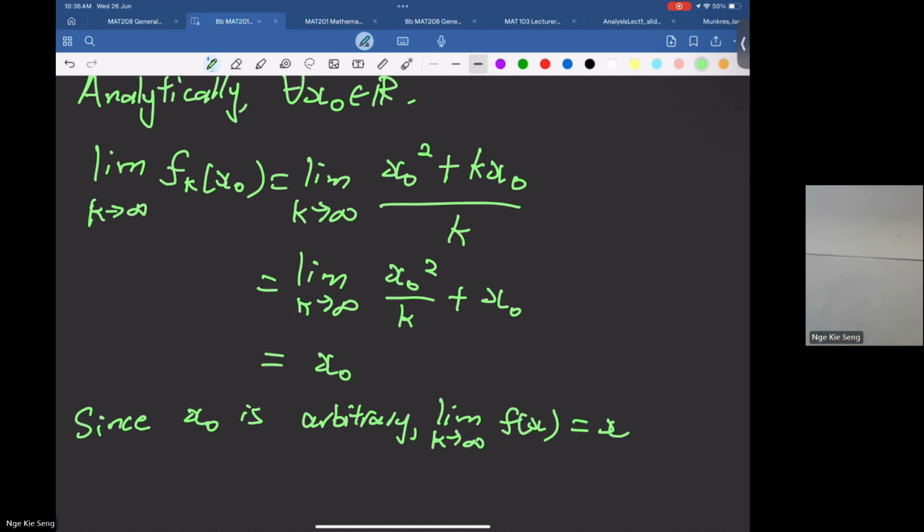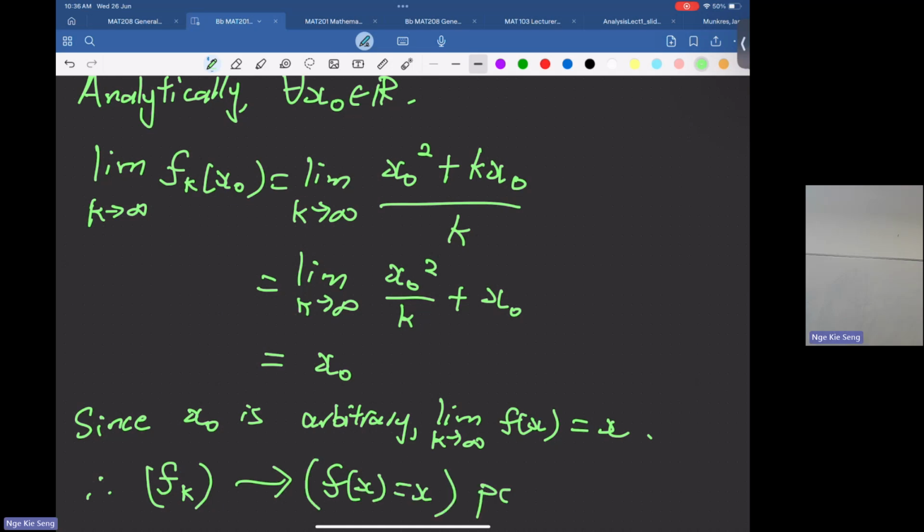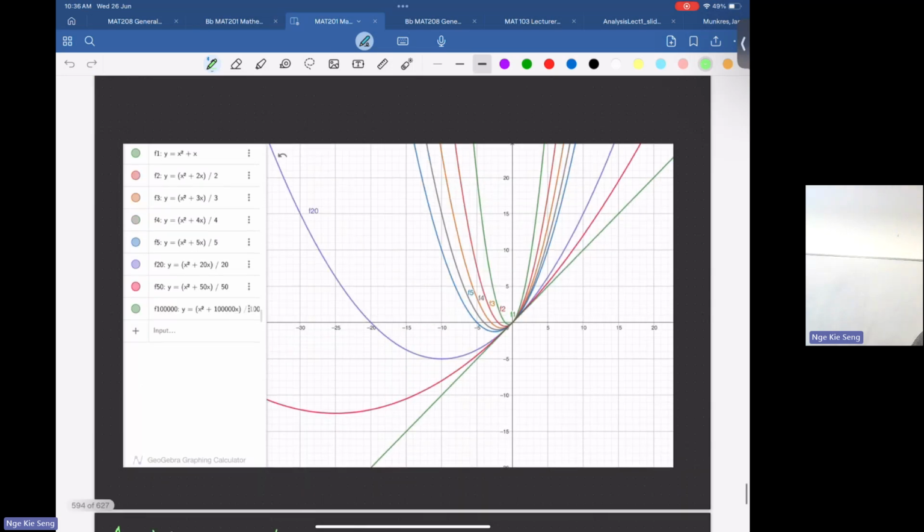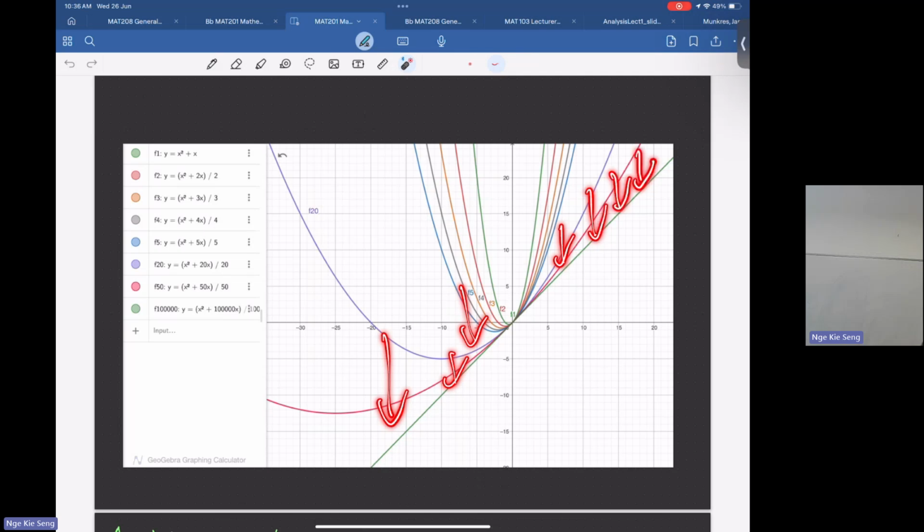Okay? This means that fk converges to the function f(x) equals x pointwise. Does it make sense? For every point, fk(x) will converge to x. And this is what I showed you in the picture just now. So for every x, you will converge to this line here, this y equals x line here. Every point you will converge to the y equals x line. Does it make sense?